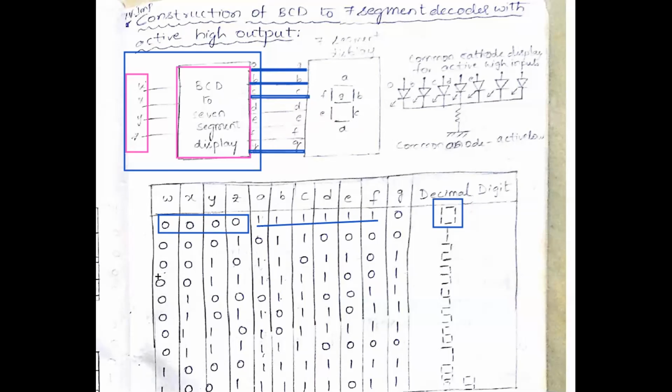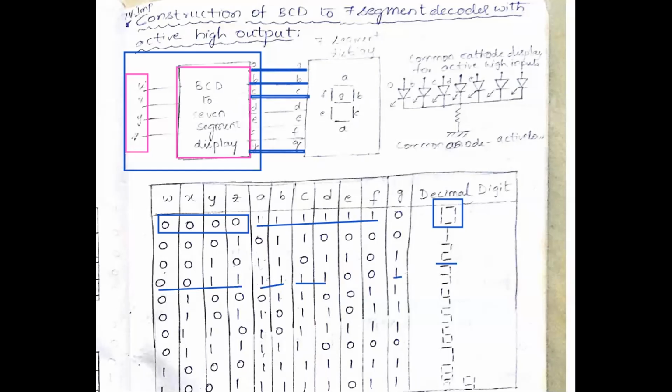Similarly, we will check the second combination. If you want to glow 3, apply 0, 0, 1, 1, then I have to glow the number 3, that is, the decimal digit 3 has to glow. For 3, LED A has to glow, B, C, D and G. You can see LED A, B is glowing, C, D is glowing and G is glowing. Therefore, we can glow the digit 3.